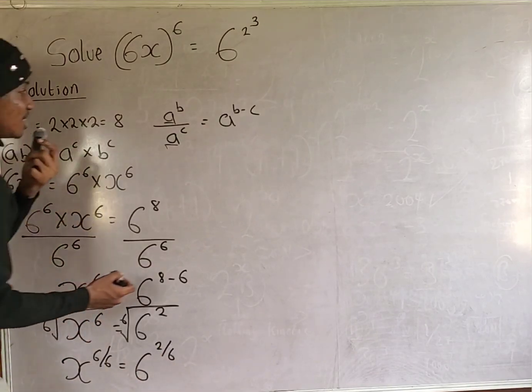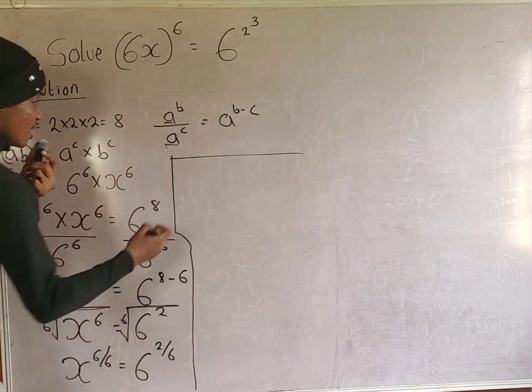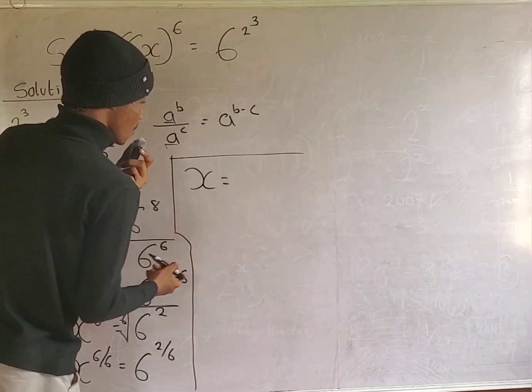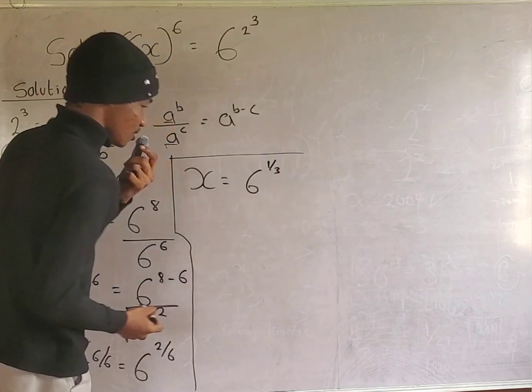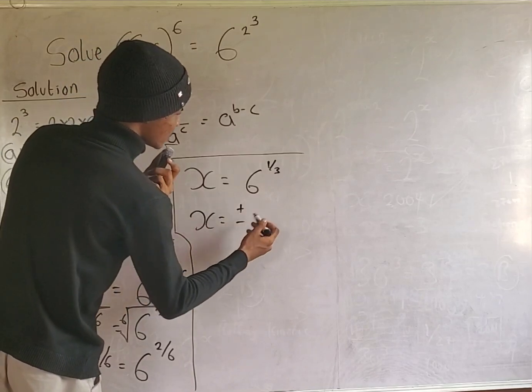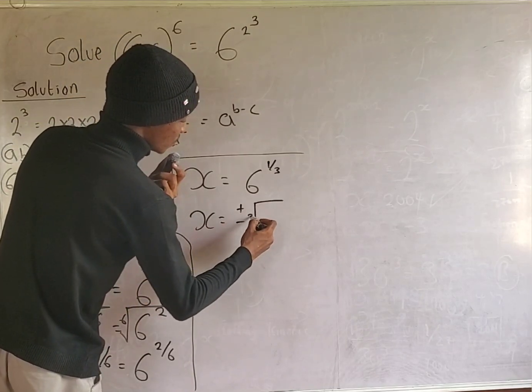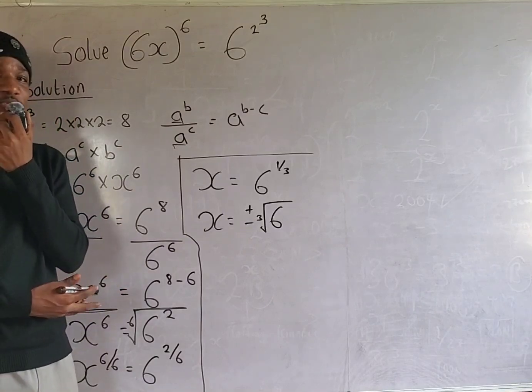Okay, so for this, let me just complete the solution here. I'm going to have x equals 6 raised to the power of 1 over 3. Do you understand? So x will be equal to plus or minus the cube root of 6. So that is the solution to the beautiful equation that we have on the board.